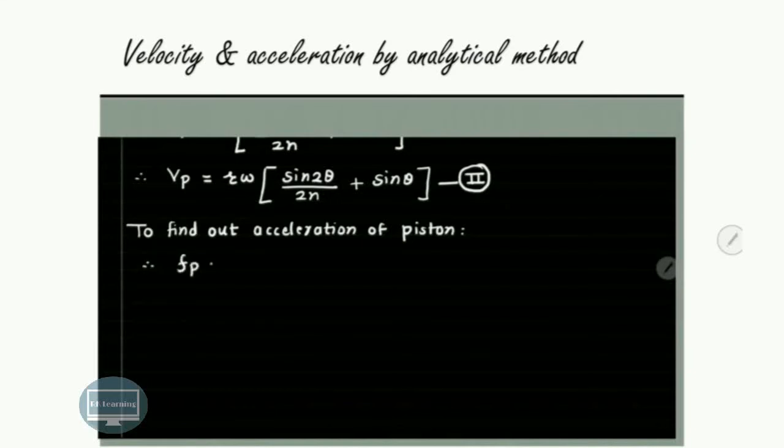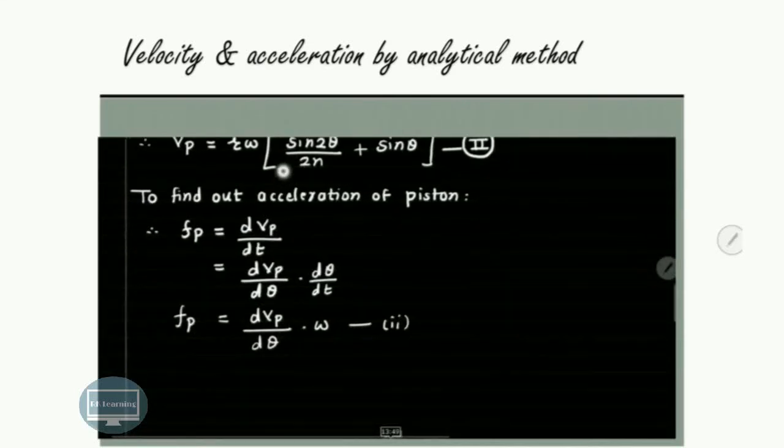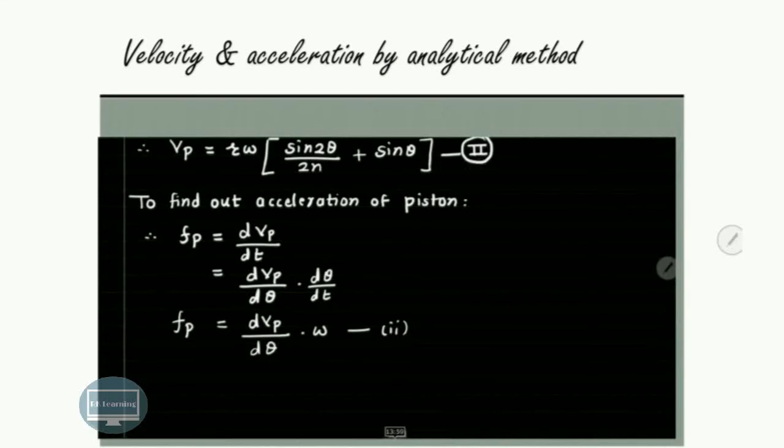So suppose Fp is the acceleration of the piston, so that will be equal to derivative of velocity of piston with respect to time, and this can also be written as dvp by d theta into d theta by dt, and we know that d theta by dt is nothing but omega. So we can say that this is nothing but dvp by d theta as it is, and d theta by dt is omega. So now we have to find out the derivative of this velocity of piston with respect to theta. So we'll consider this equation number 2 for that, and we'll differentiate this equation with respect to theta.